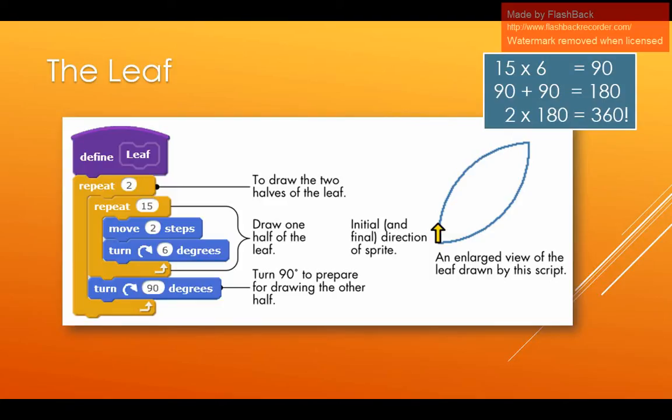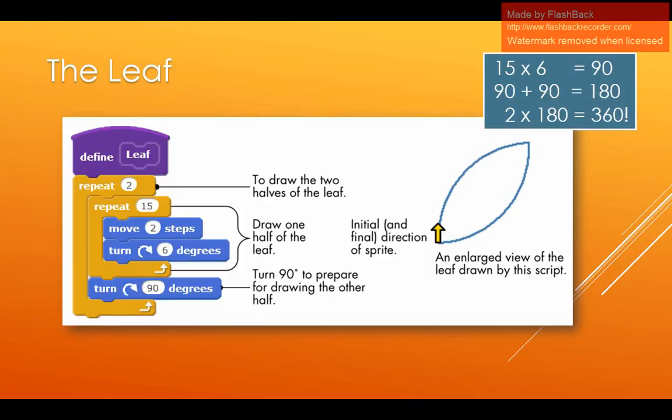So we draw our leaf in 2 halves. We draw the top half by moving 15 times, or repeating 15 times. We move 2 steps and turn by 6 degrees. You'll see that 15 times 6 works out to 90. And then after we've done that, we turn another 90.